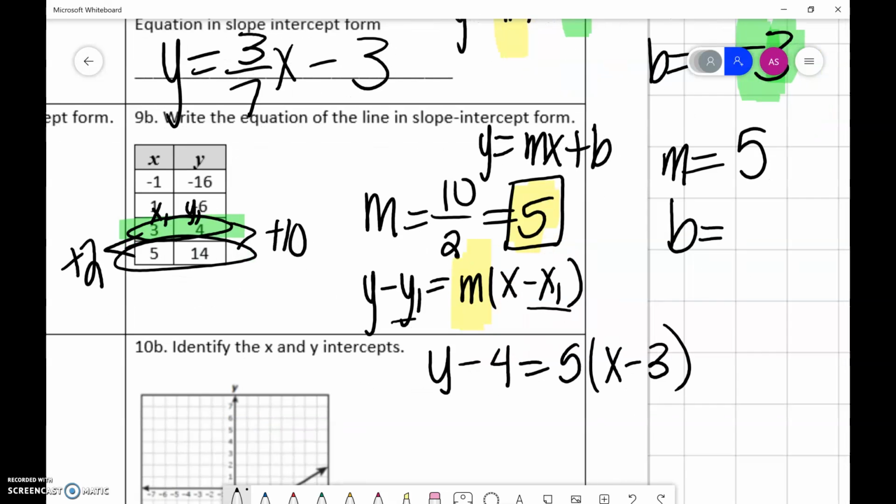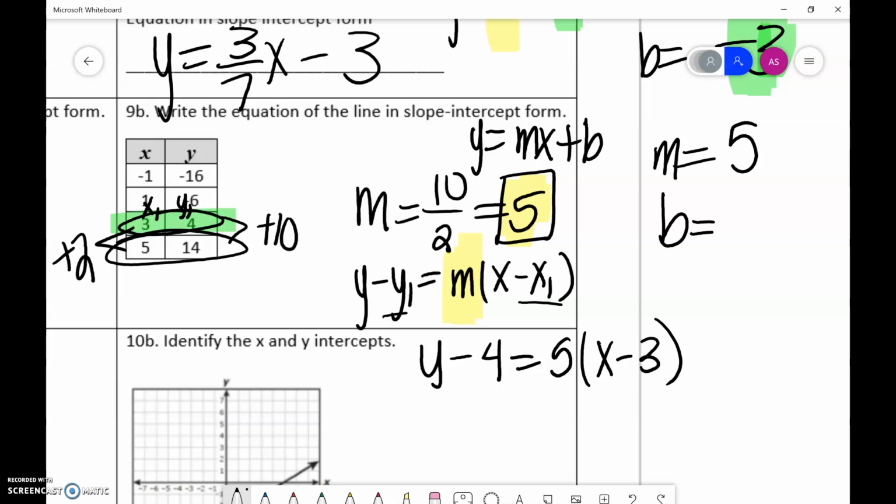Okay? So that's our equation in point slope form. We still have to answer the question that's being asked, which is slope intercept form. So I have to solve this out for y to get it to equal y equals mx plus b.